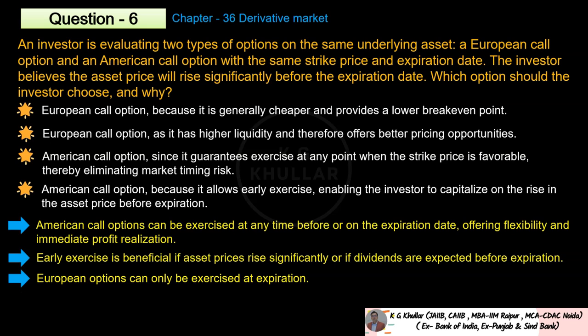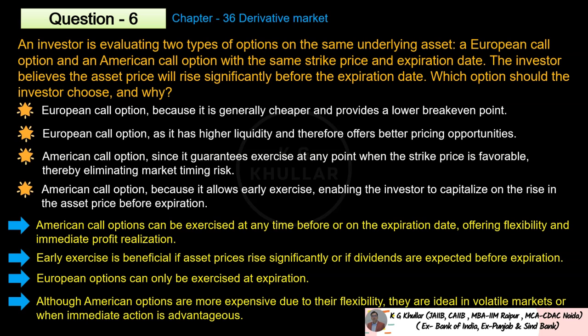For example, if the underlying asset price increases substantially before the expiration date, the holder of an American call option can exercise immediately to lock in the gains. Now, this allows the investor to secure profits or hedge positions promptly rather than waiting until the expiration date when the asset price might not be favorable.